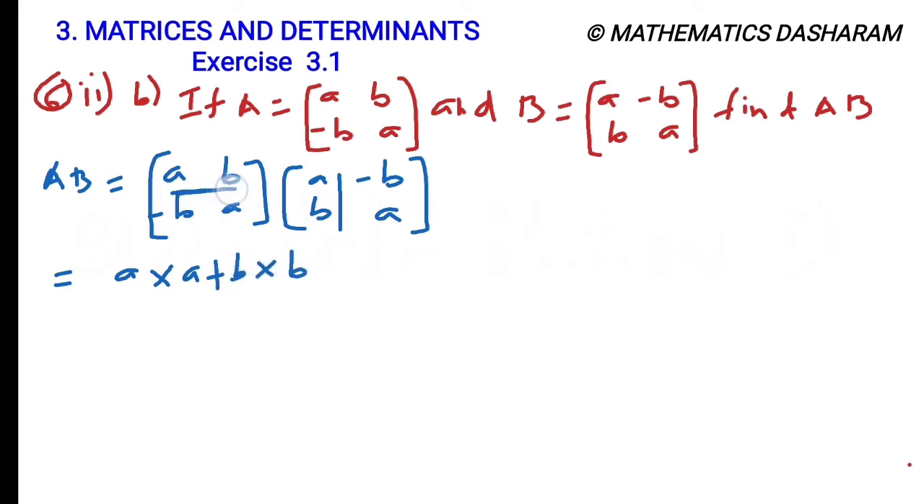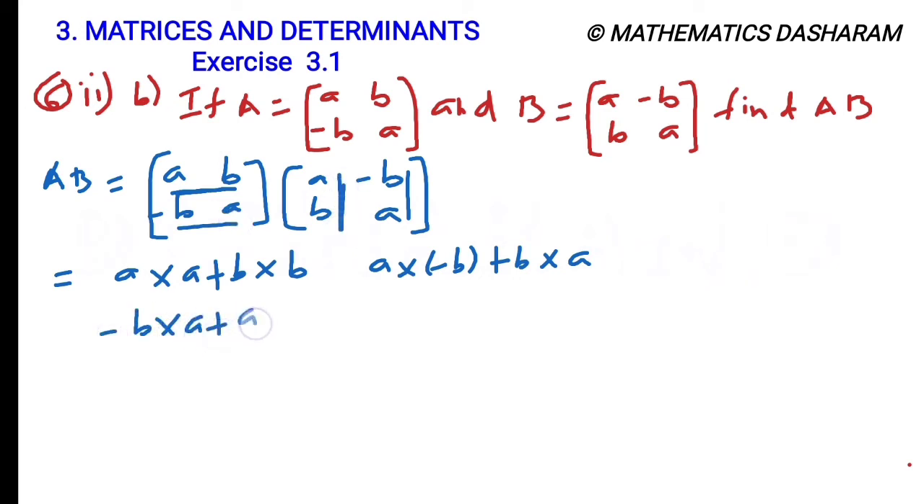Next same first row but multiply with the second column, A into minus B plus B into A. Next second row multiply with the first column, minus B into A plus A into B. Second row multiply with the second column, minus B into minus B plus A into A.